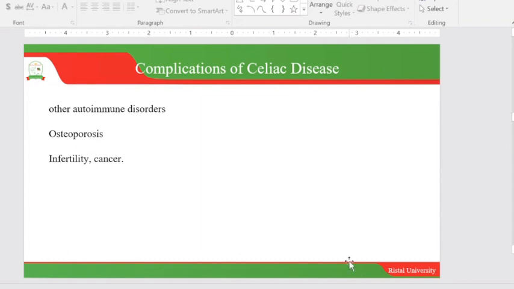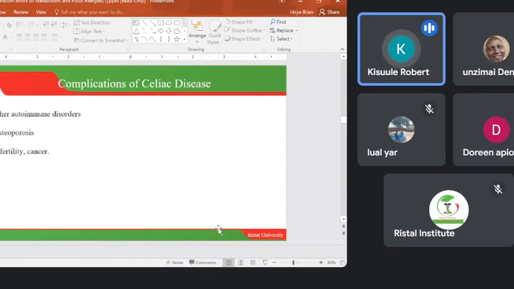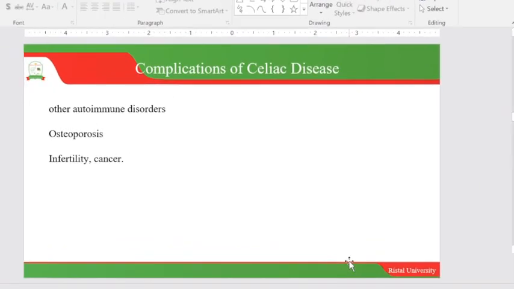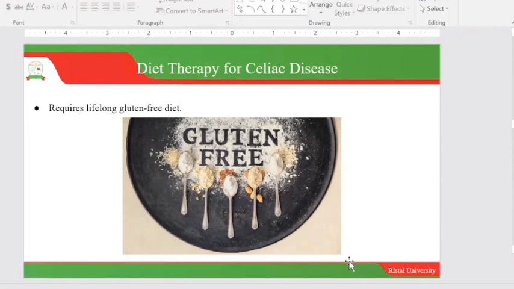For the other complications of celiac disease, we have the autoimmune disorders and osteoporosis. I hope you remember what osteoporosis is. If we really don't remember, this is where the bones are weakened, making them more prone to fractures. This could also lead to infertility and cancer if left uncared for. So for the therapy for celiac disease, it requires a lifelong gluten-free diet.